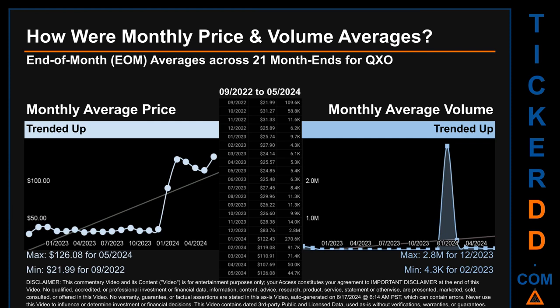The maximum end of month average price was $126.08 for 05/2024, while the minimum was $21.99 for 09/2022. Looking at volume, 12/2023 and 02/2023 respectively saw the highest and lowest monthly average volume at 2.8 million and 4.3 thousand.